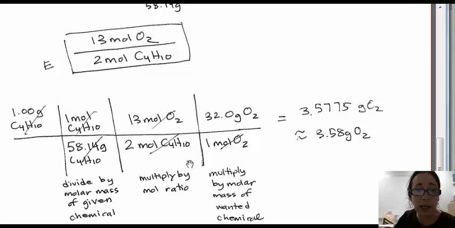So moles of C4H10 cancel out. Now I have moles of O2. The very last step is to multiply by the molar mass of the wanted chemical, which we've already calculated. So if I look at my units, everything cancels out except for grams of oxygen, which is what I'm solving for.